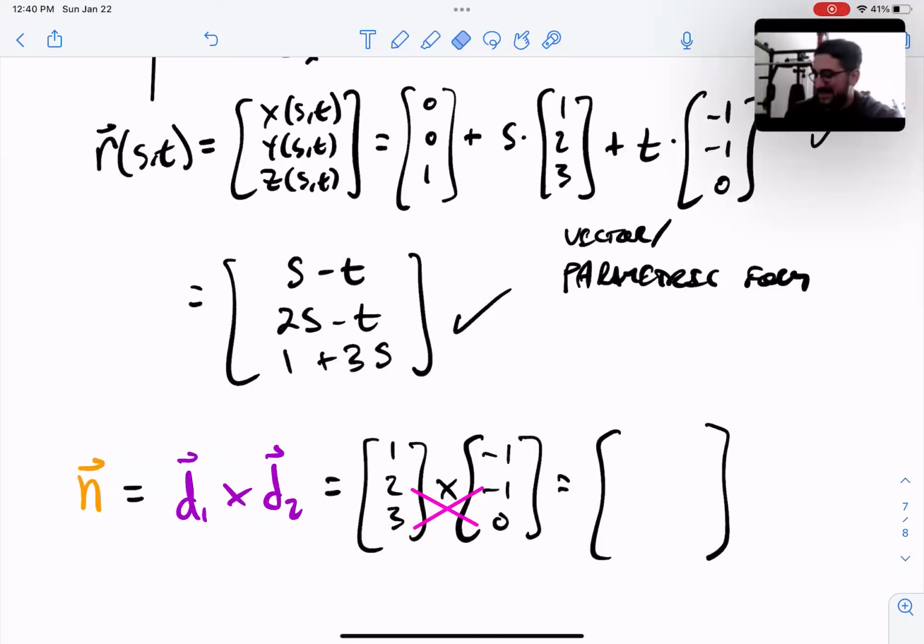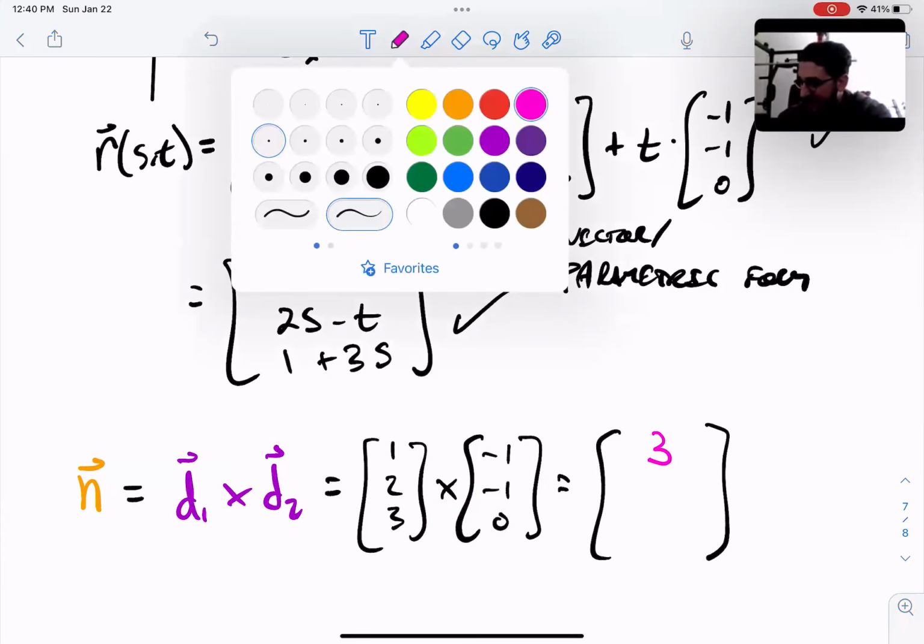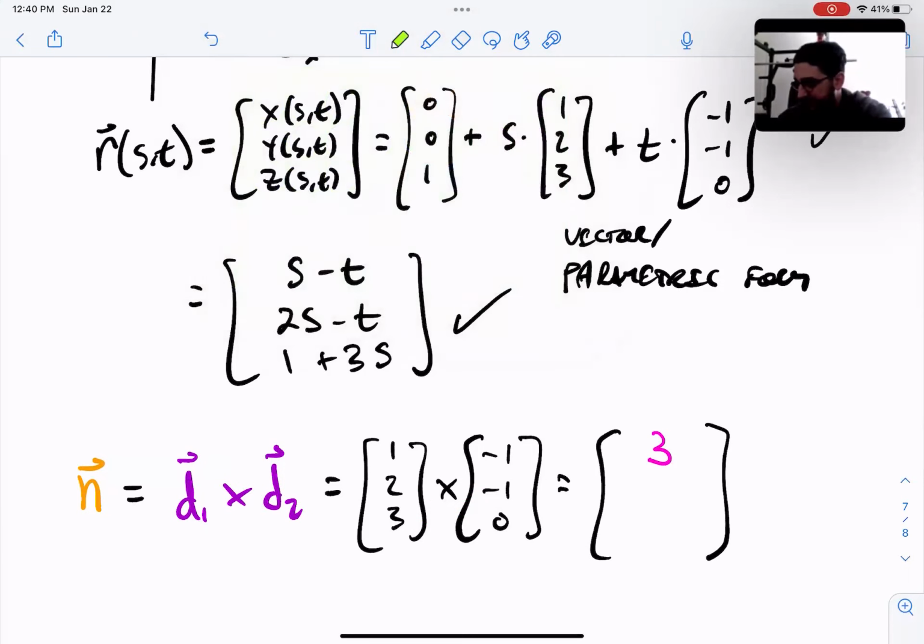All right, so in the X component, I need to do 2 times 0 minus 3 times -1. Okay, yeah, so that's +3. Then, all right, what do I need next? Then I need to do the Y component. I'm going to do -3 minus 0. There we go, -3. There's my error. There we go.